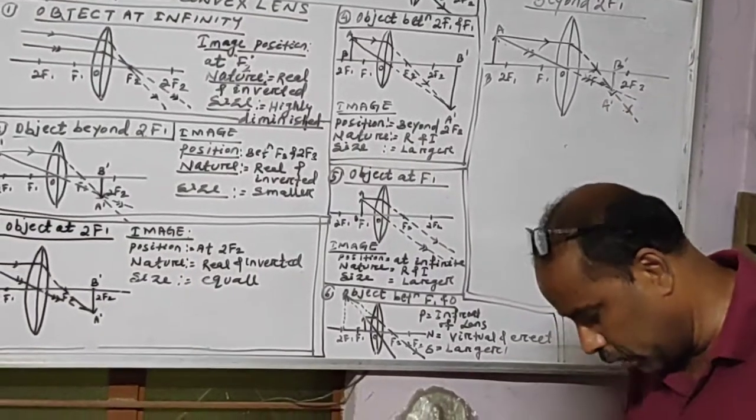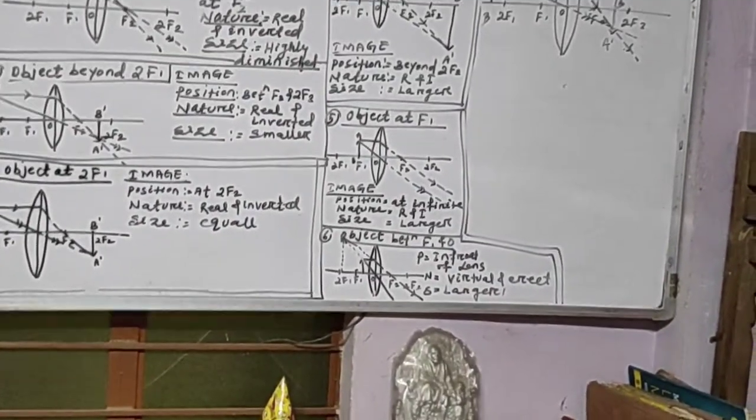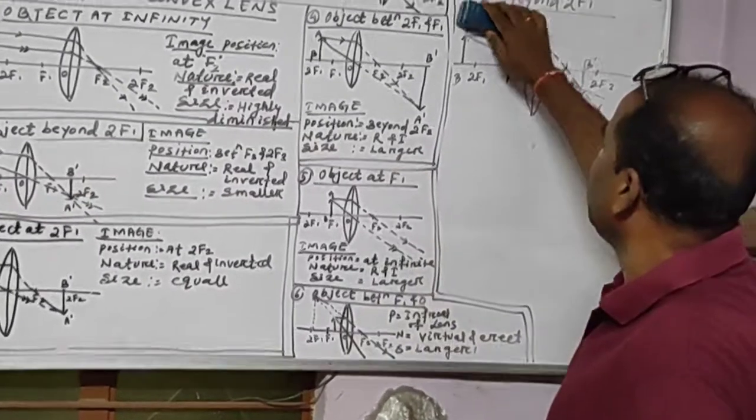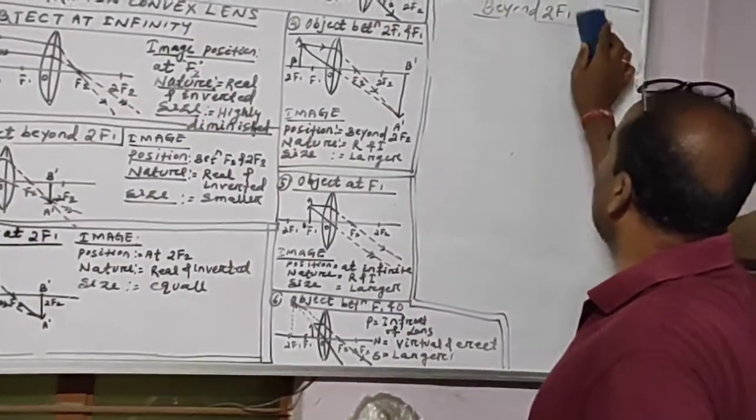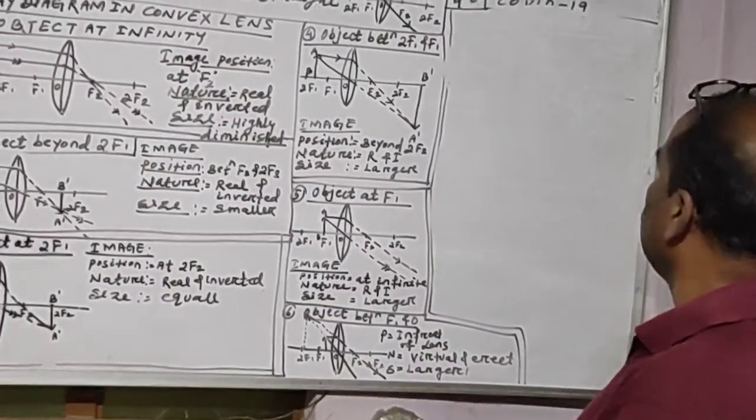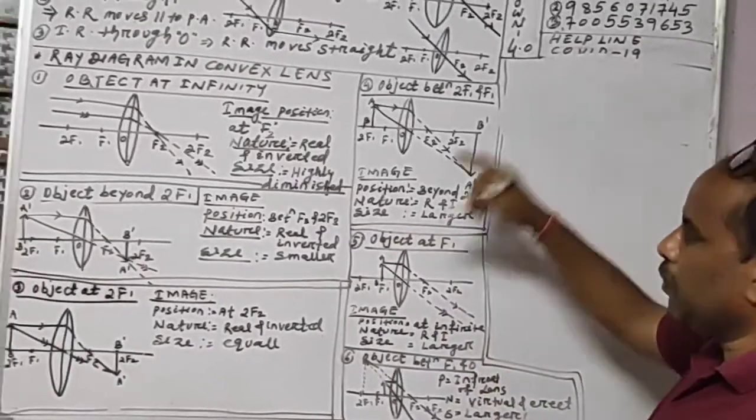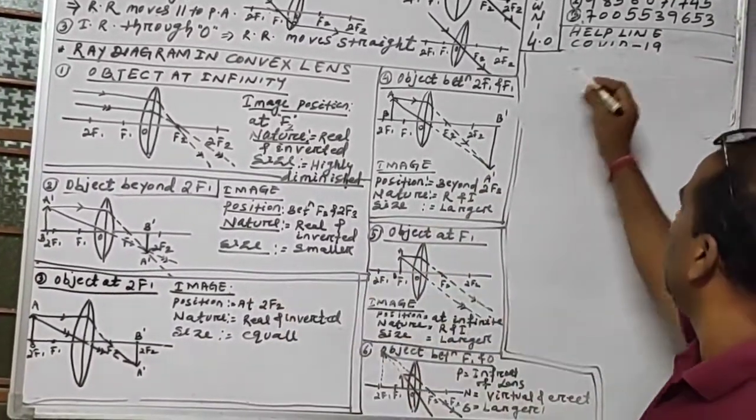Now we have to take my duster. We are in a very congested area. Then we have to go now to the third point. So for the third point, the object is at 2f1.